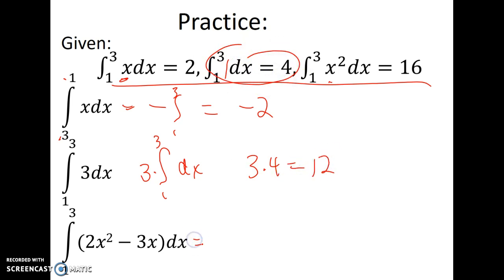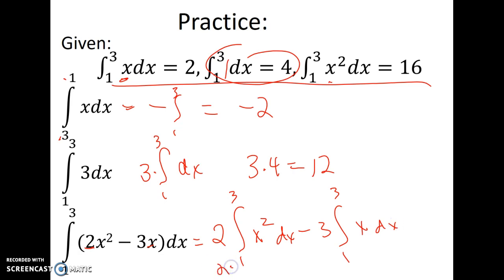Next, we have a polynomial with coefficients. So the way you would split this up is you can do 2 times the integral of 1 to 3 of x squared minus 3 times the integral of x. Both of these have the dx's. So we have 2 times the integral of 1 to 3 of x squared is 16, minus 3 times the integral of x is 2. So 2 times 16 is 32 minus 6, and get an answer of 26.